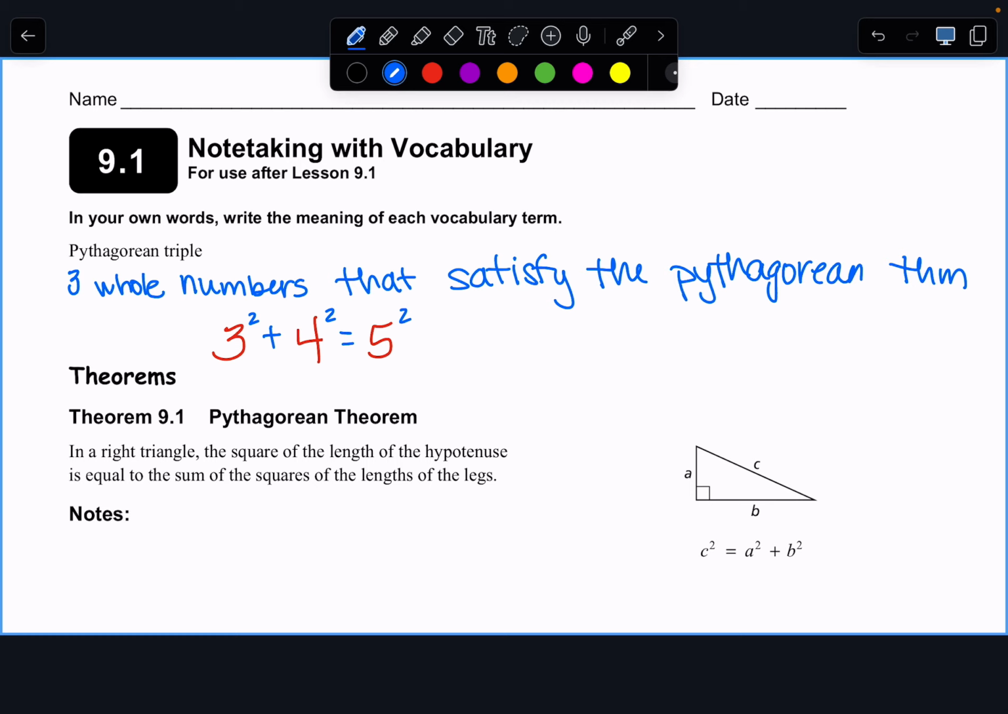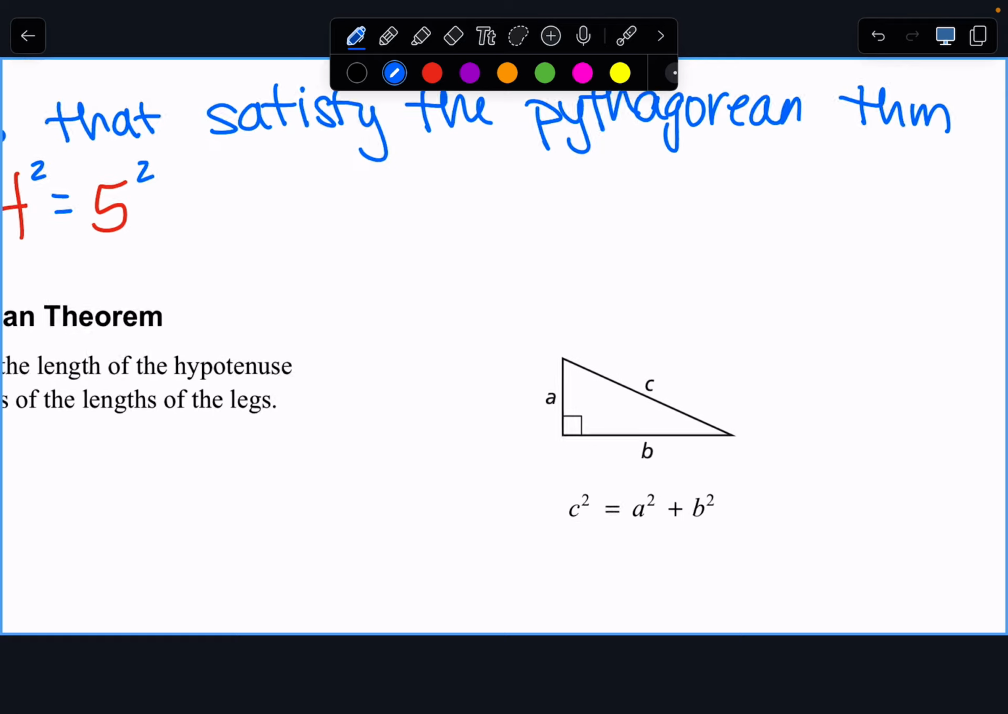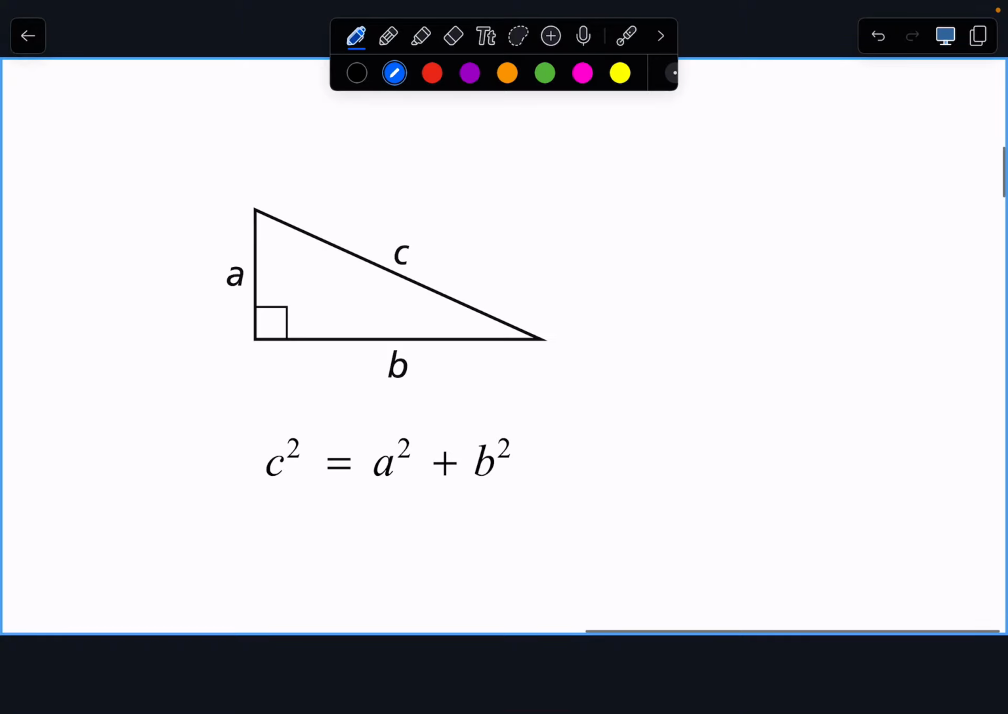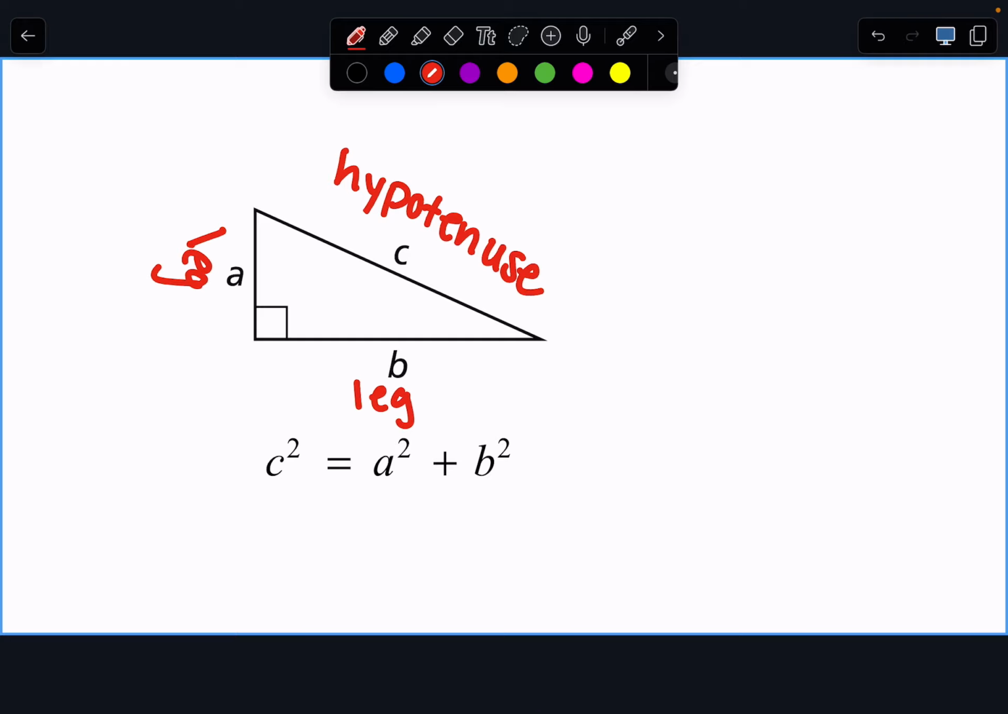Okay. Now, let's remember the Pythagorean theorem. What do we call C? The hypotenuse. And what do we call A and B? They are both legs. It doesn't matter which one's A, which one's B. They're both legs. Addition is a commutative property. Commutative means 2 plus 3 is the same as 3 plus 2.